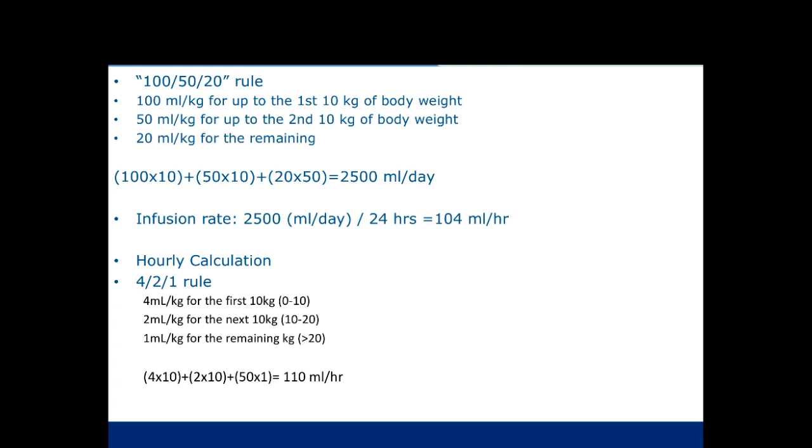Now let's look at the 4-2-1 rule, which tells you infusion per hour, right? You do 4 milliliters per kilogram for the first 10, 2 milliliters for the next 10, and 1 milliliter for the last remaining, right? So it's 4 times 10 plus 2 times 10 plus 50, so it gives you 110. And if you look at these numbers, 110 is very close to 104, so whichever one you use, you get roughly the same hourly maintenance fluid requirements.